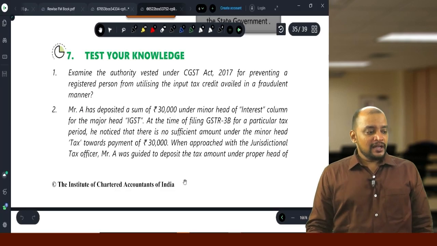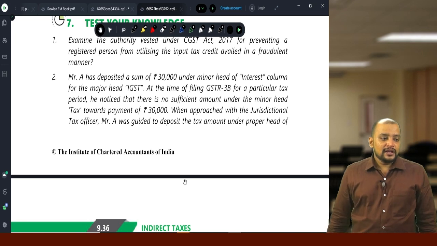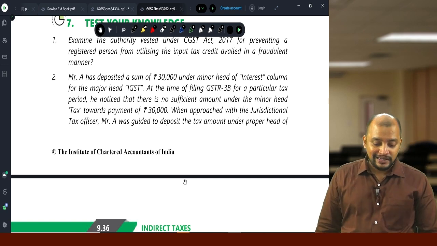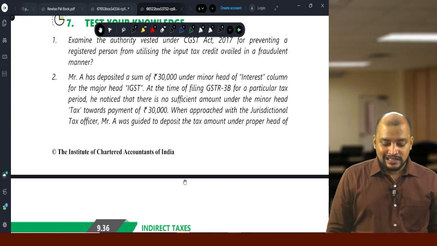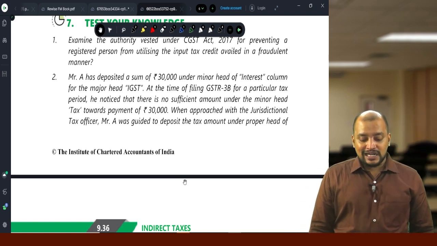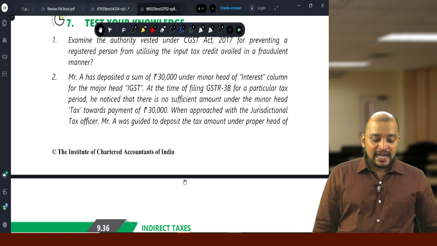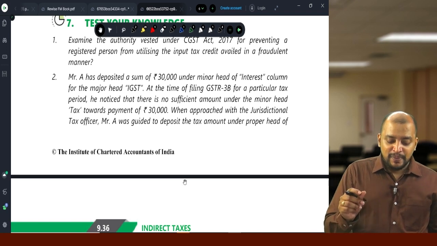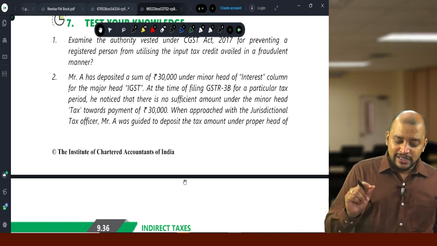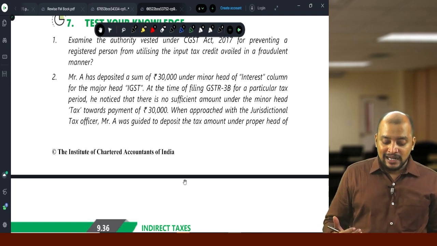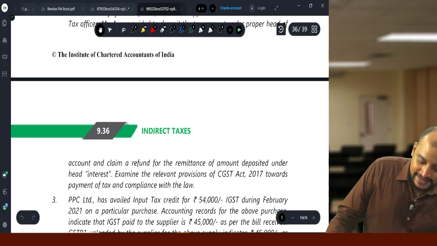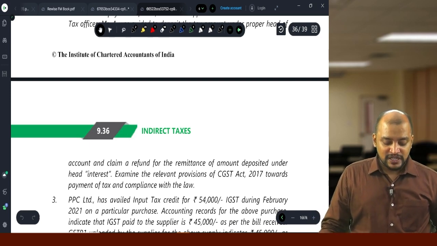Then second, Mr. A has deposited a sum of 30,000 under the minor head of interest for the major head IGST. At the time of filing GSTR 3B for a particular tax period, he has noticed that there is no sufficient amount under the minor head tax towards payment of 30,000. When he approached the jurisdictional tax officer, Mr. A was guided to deposit the tax amount under the proper head of account and claim a refund for the remittance of the amount deposited under the head interest. Examine the relevant provisions of the CGST Act towards payment of tax.